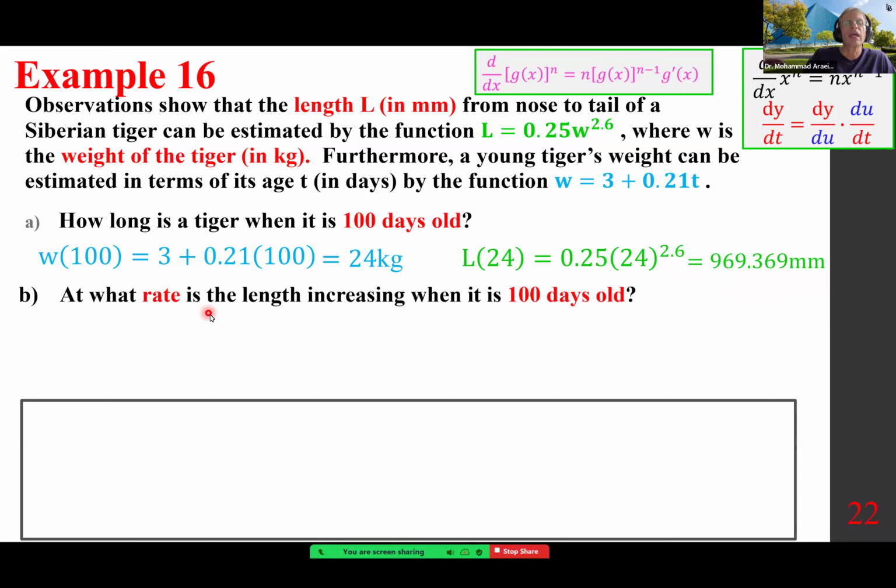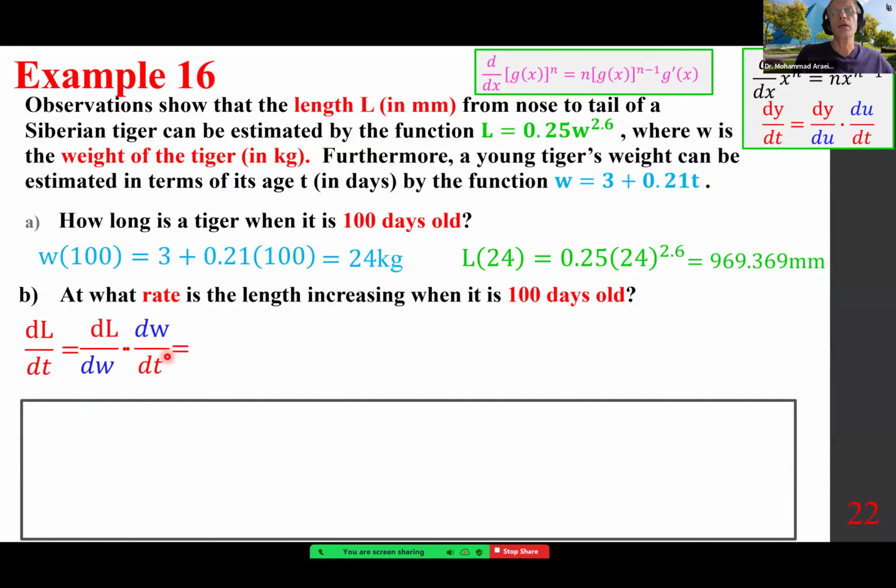The second part, at what rate is the length increasing when it's 100 days old? We are looking at the concept of Leibniz's notation, dy/dt is dy/du times du/dt. So we are interested in dL/dt. What goes in between L and T is the variable W. So dL/dW times dW/dt.